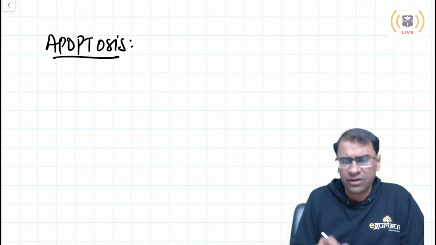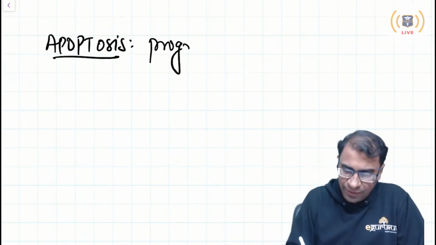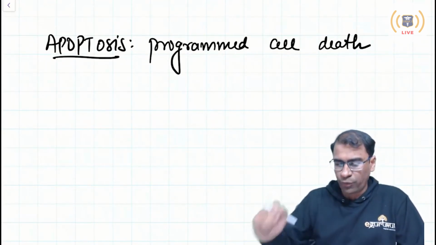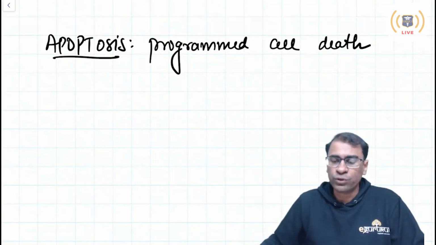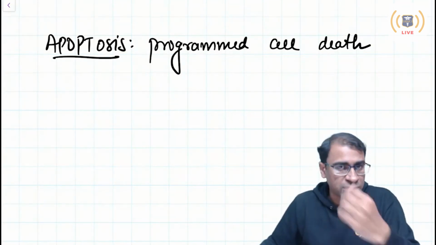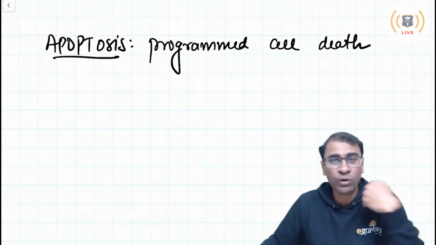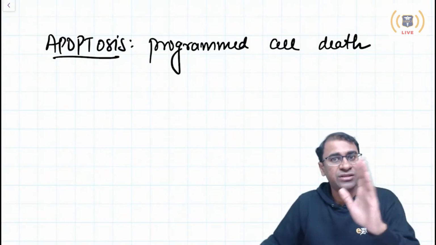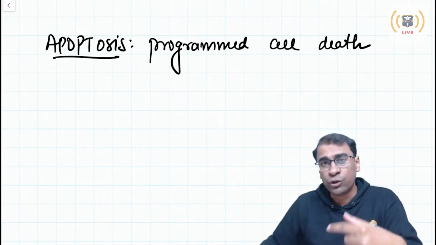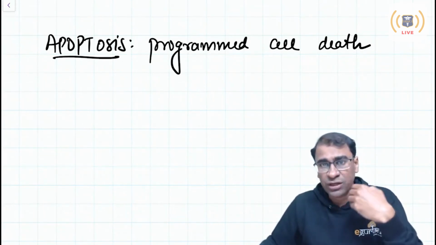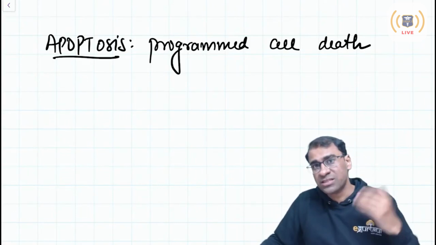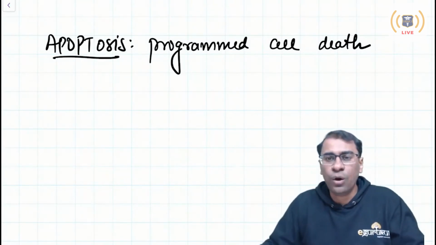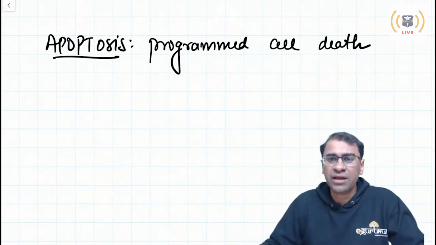We all know there is a very common name for this: programmed cell death. Apoptosis is called programmed cell death, whereas necrosis was death due to pathological effects, which we can't control. It's death by chance. But this is a programming done to cause cell death. That means the tissue is programming something to cause a cell death. It's a deliberate killing of a cell.